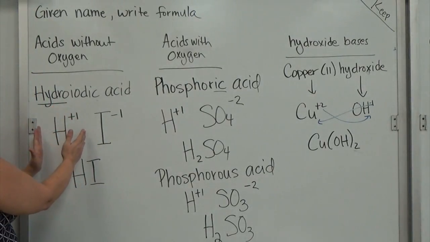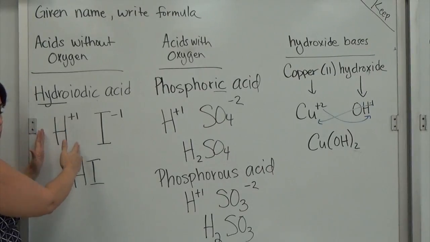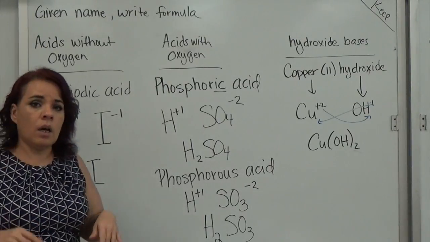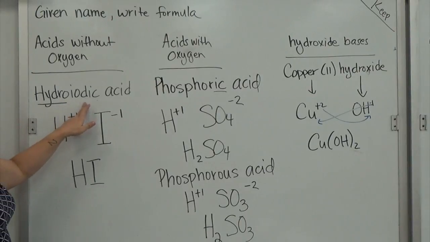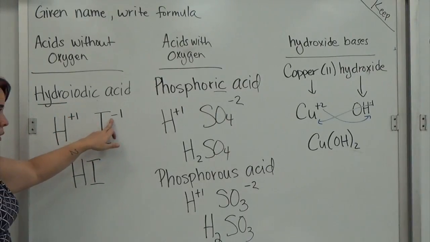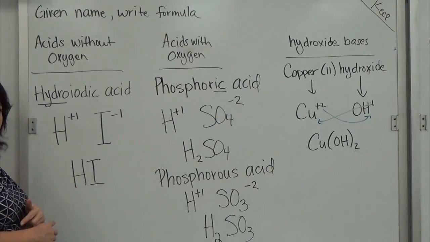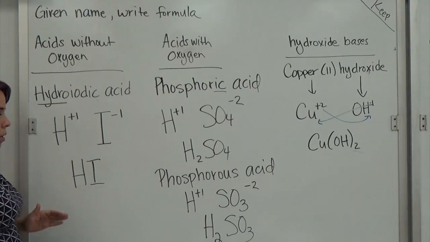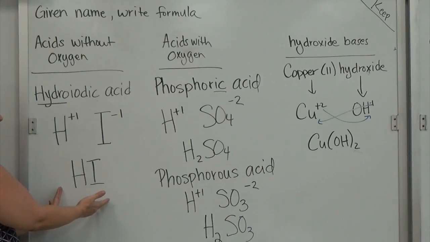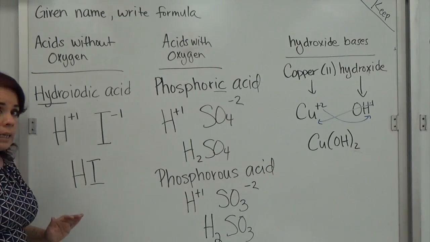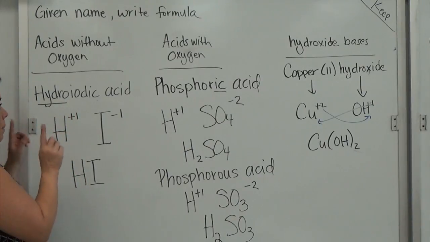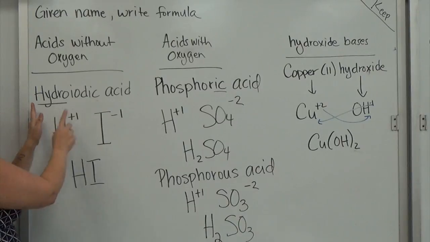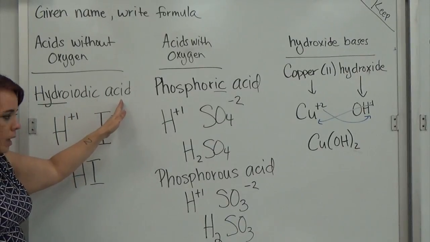So here is our formula for the hydrogen ion. Hydrogen in an acid will have a positive 1 charge. So we have our positive 1 charge for the hydrogen, and then iodine has the symbol I with a negative 1 charge. If I remember how to crisscross, they're the same charge, so they cancel each other out. And this is the formula for hydroiodic acid. Again, to recap, I know that this acid does not have oxygen because it starts with hydro and it ends with acid. Okay?